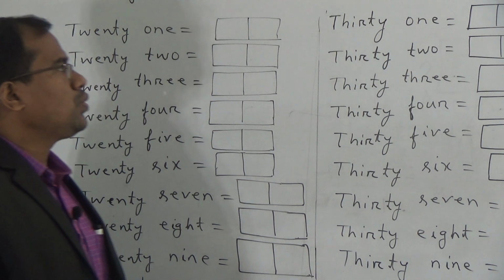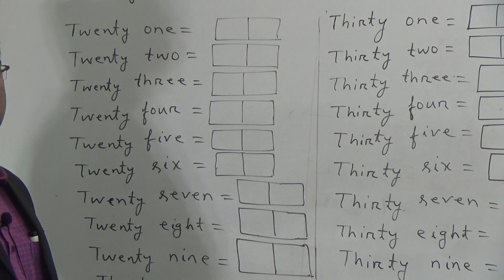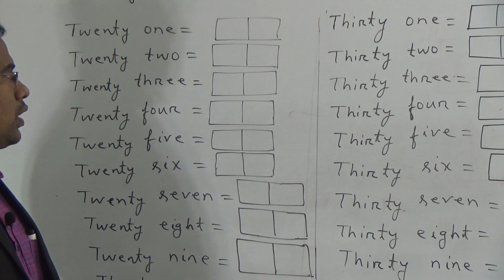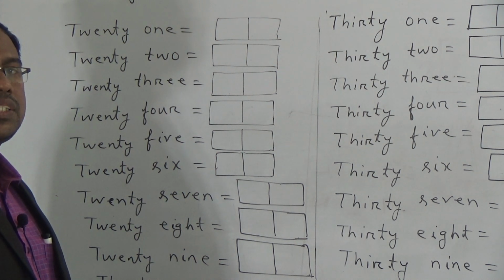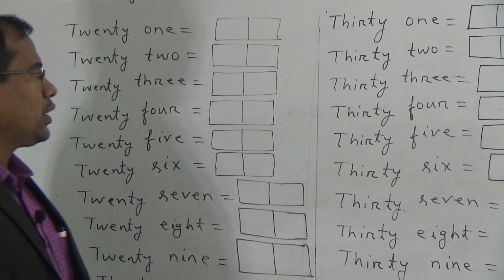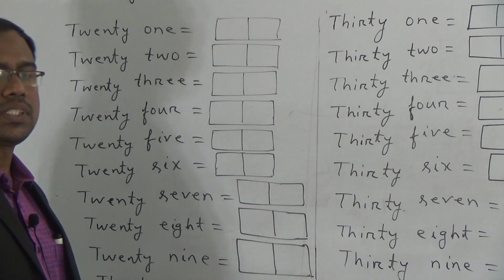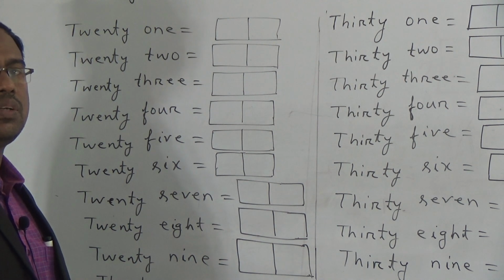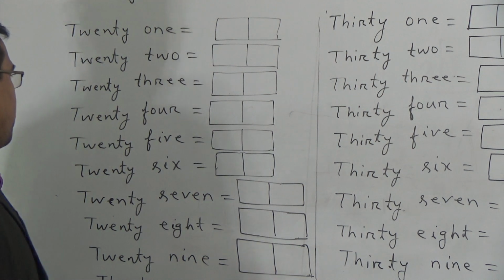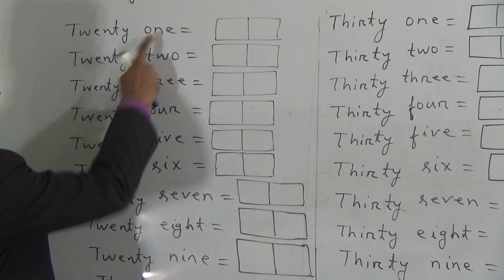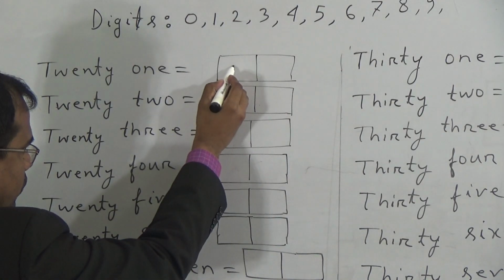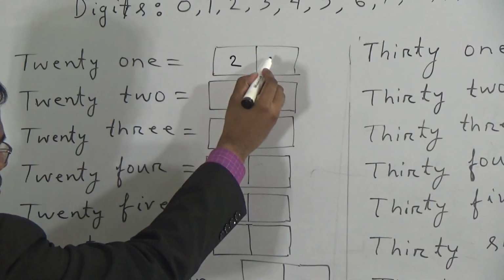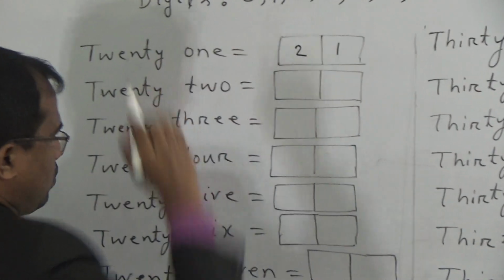In 21 to 40 all numbers are 2 digits numbers. So the names of the 2 digits places are ones place and tens place. That means one digit we have to put in tens place and another digit we have to put in ones place. At first 21: here in tens place we have to write 2 and 1 have to write in ones place.